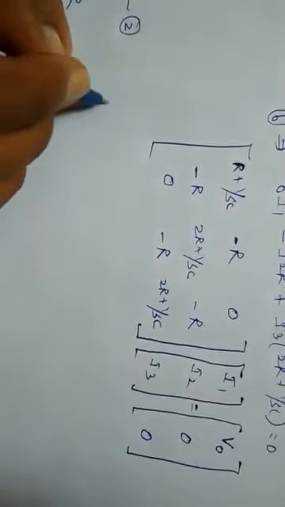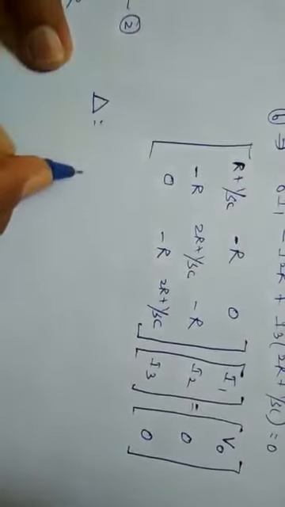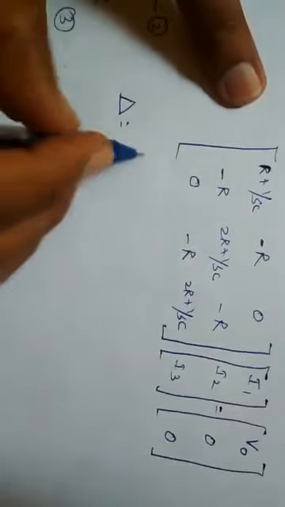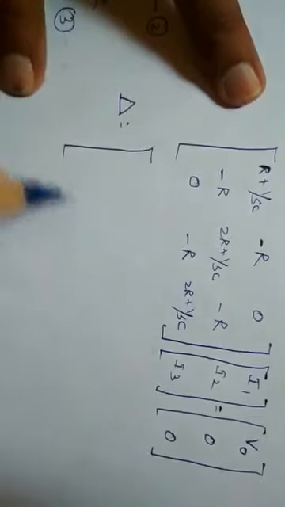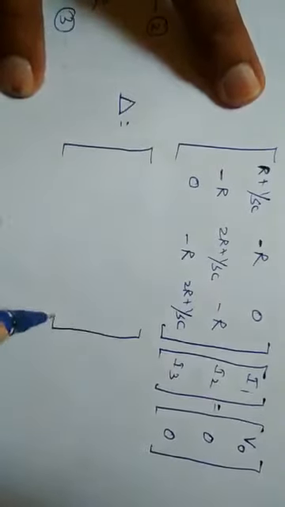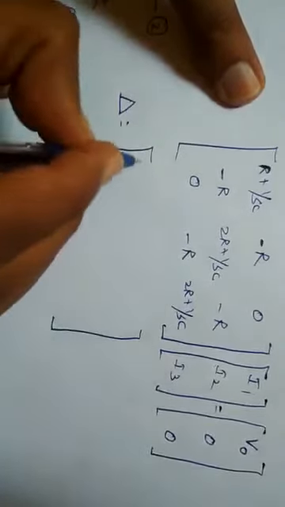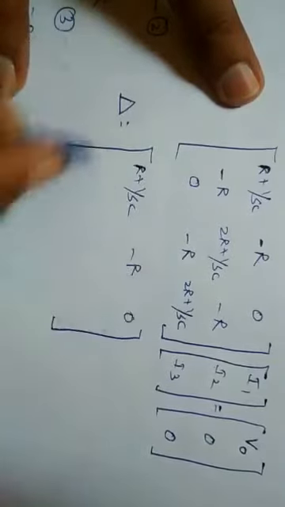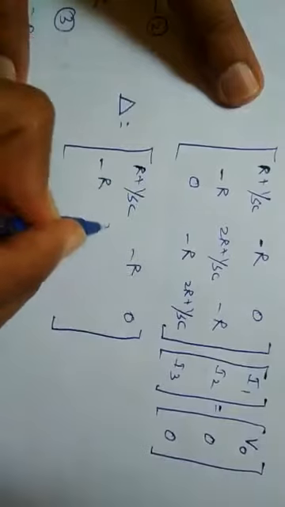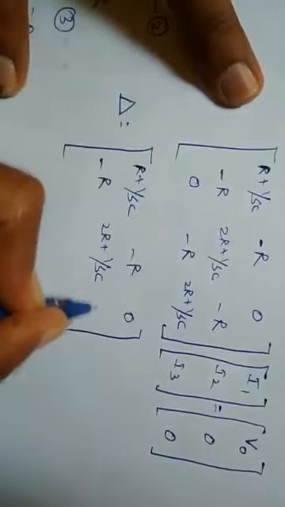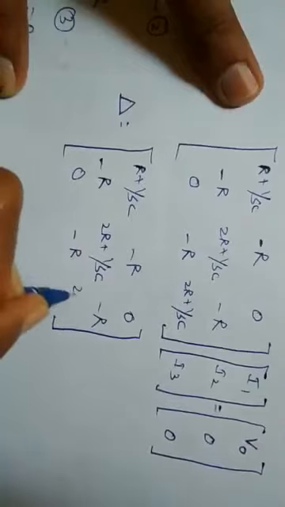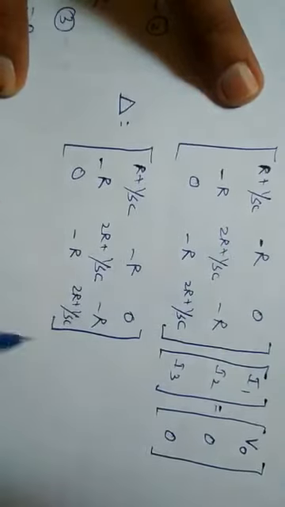And from this, the del, the total value of these current values, can be calculated by considering only these matrix values: R plus 1 by SC, minus R and 0; minus R, 2R plus 1 by SC, minus R; 0, minus R, 2R plus 1 by SC.